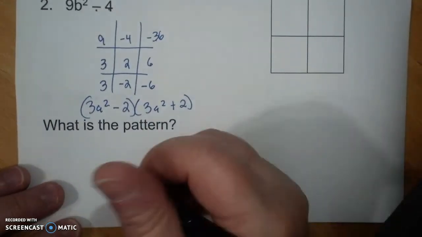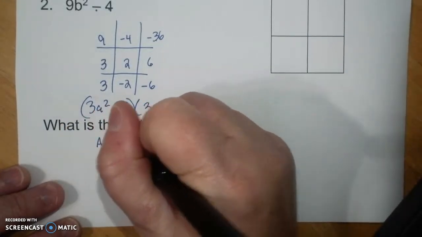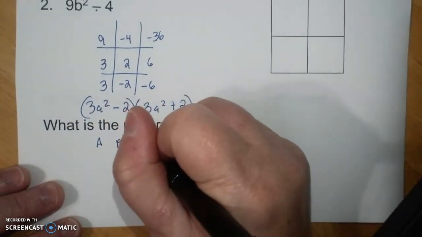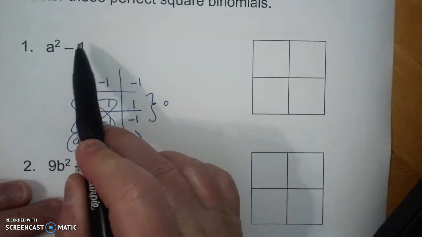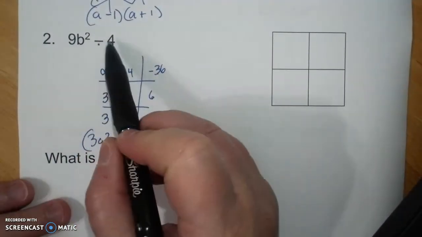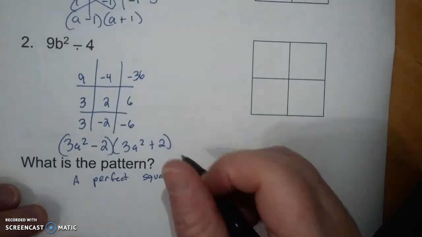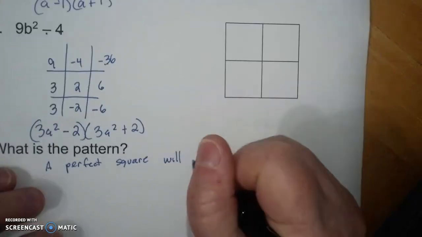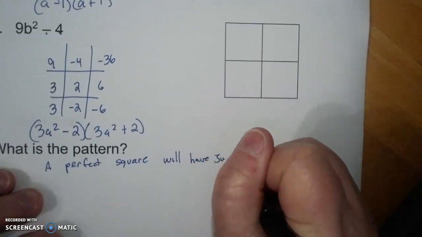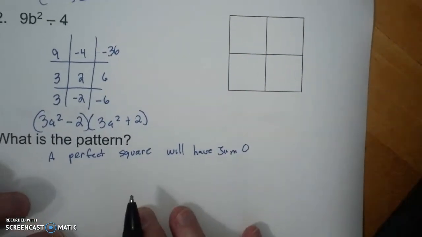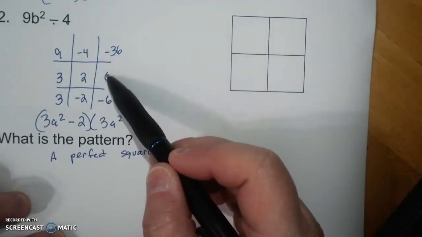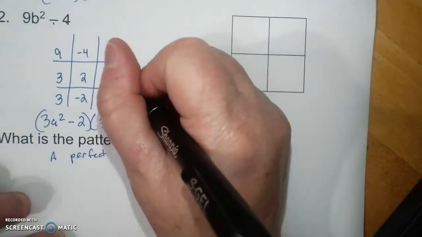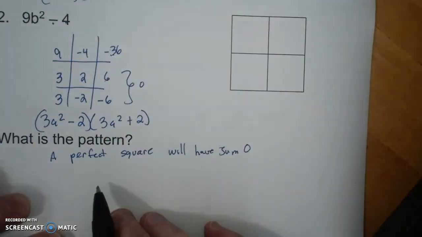So what is the pattern? A perfect square, minus a perfect square. Here's 1 squared minus 1 squared, here's 3 squared minus 2 squared. We'll have a sum of 0, and notice when we were doing this, we needed a 0 term because this had to be 0, remember?